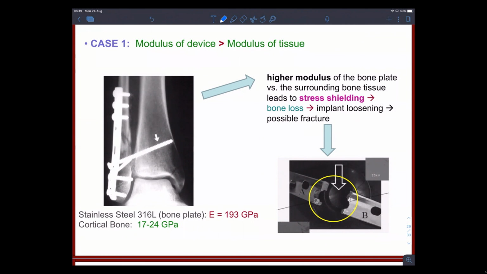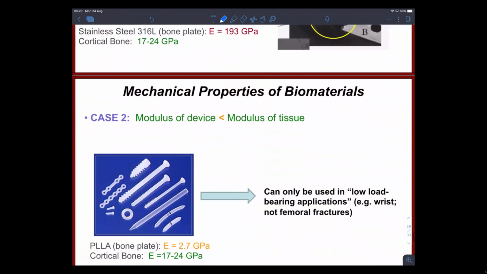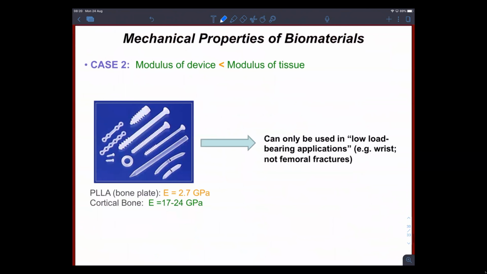So I think this is pretty heavily studied, so I'm not going to go into it in too much detail. We actually assess it a little bit later on in more detail. And then this is the example of PLLA, the polymer PLLA used as a bone plate. So you can see that it has a much lower elastic modulus than the cortical bone. It's about 8 times less.